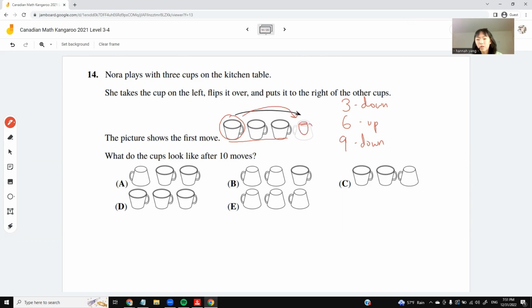So that would make our correct answer B, because as you can see, the first 2 cups are down, but the third cup is up. So B should be your correct answer.